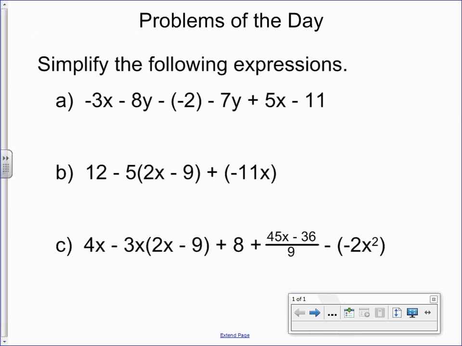Hey, it's Mrs. Jolton, and I just wanted to go through the answers to the problem of the day before you take your level assessment, because this type of problem is going to be on there.